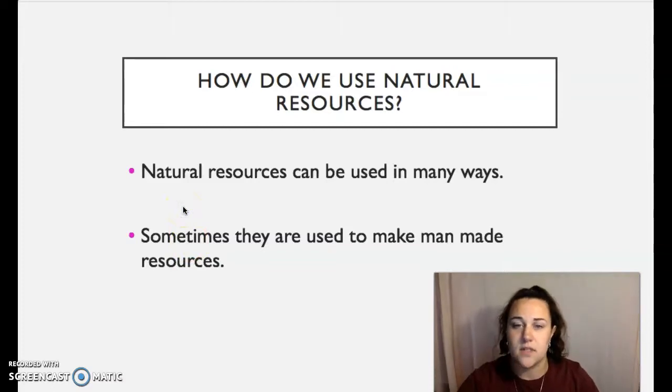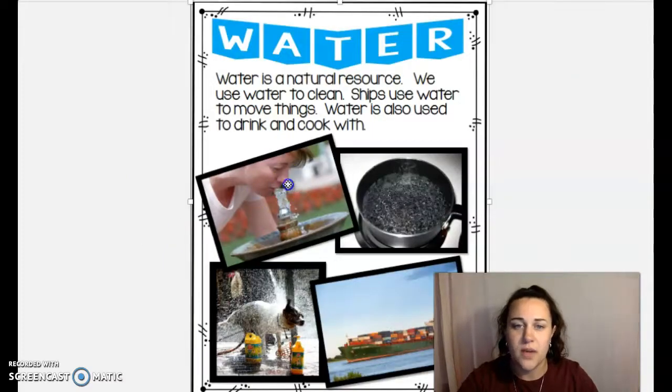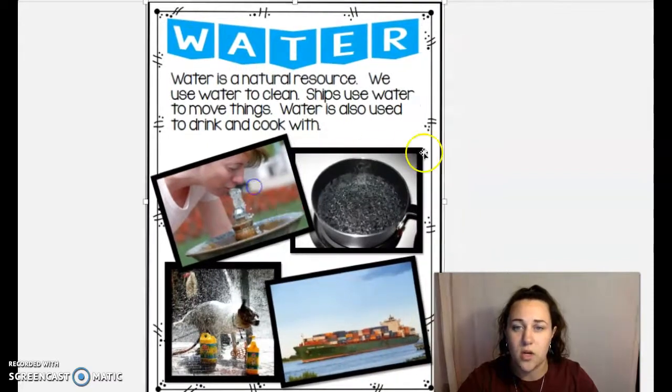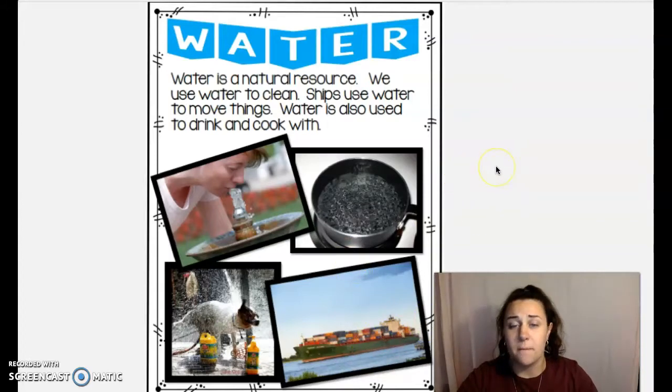So we have some examples. Okay, so water. Water is a natural resource. We have it in rain, it's in oceans, lakes, puddles. How do we use this though? So we use water to help clean. When you're in the shower or a bath, what do you shower or bathe in? Water. If you look in the picture here, you can see the dog. He's being cleaned with water. So water helps us stay clean.